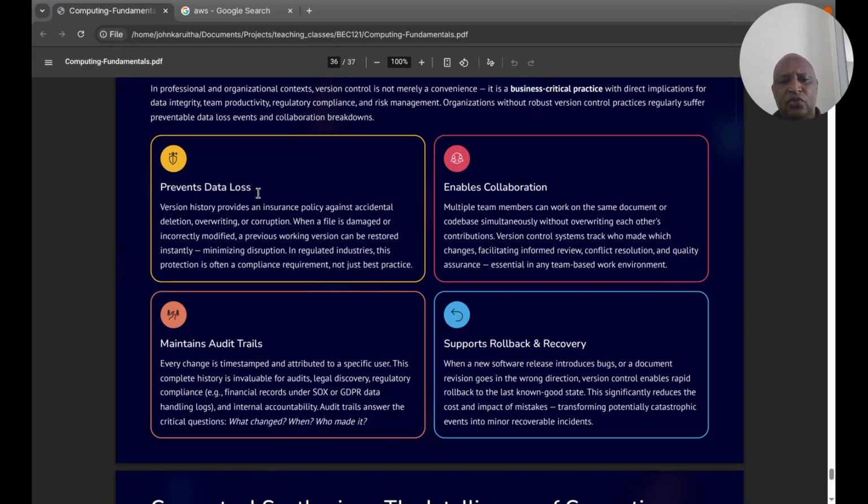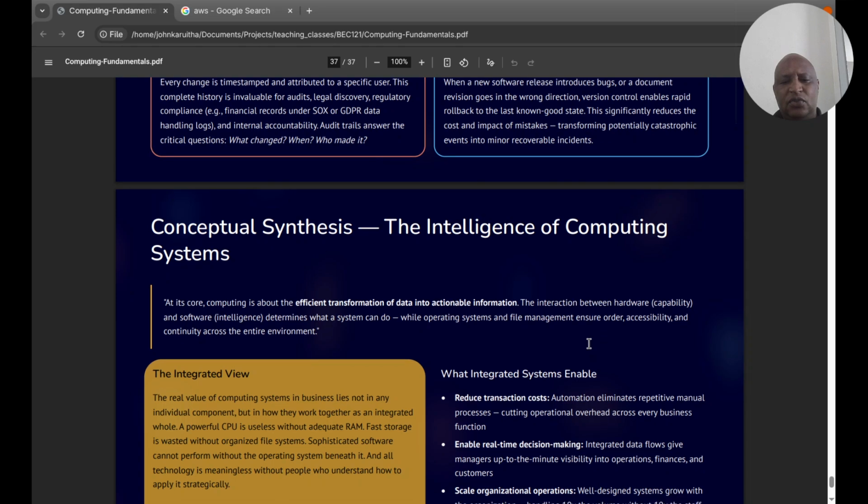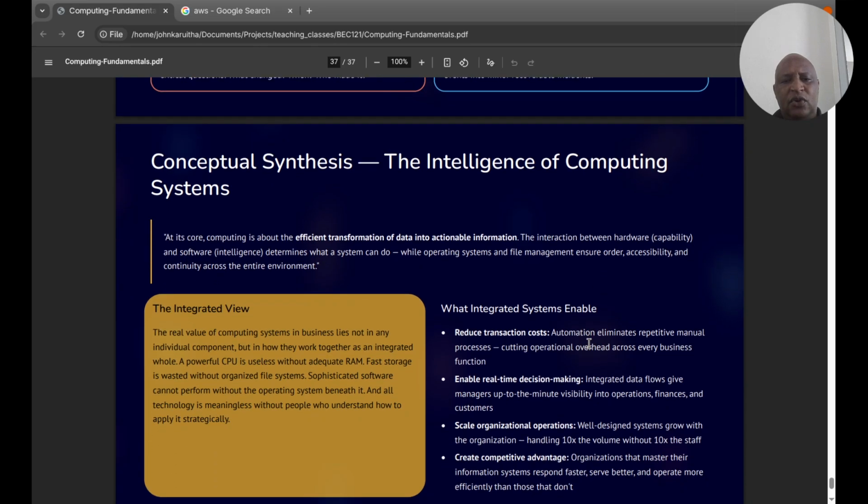The idea of version control enables collaboration and maintains audit trails. You can see how you have updated your document as you move along, and most importantly, it supports rollback and recovery. You can go back to the version that you had yesterday, and so on and so on.